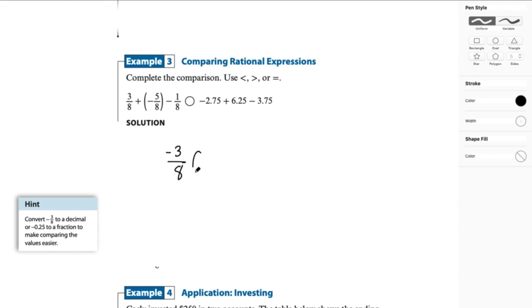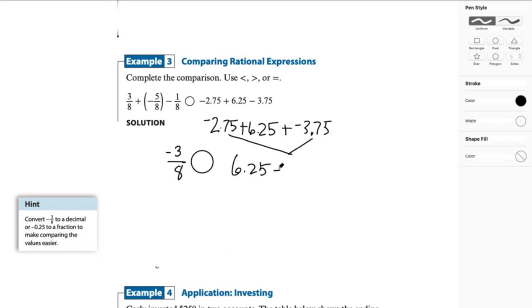And on the right side, let's see how this works out. Let's join some things together. First, I'm going to do a quick rewrite. Negative 2.75 plus 6.25, plus a negative 3.75. Since I'm adding everything together, I can change the order in which I add things. I'm going to bring these two guys together. So I have 6.25, that's the positive, plus this negative.